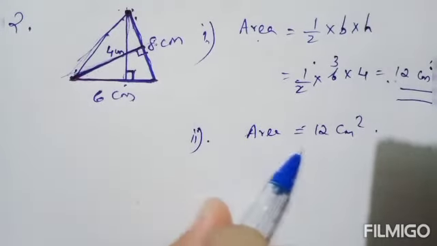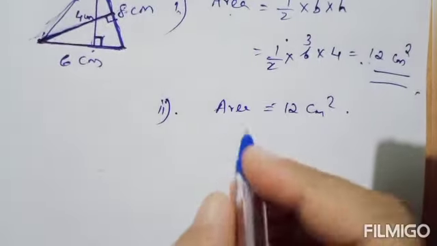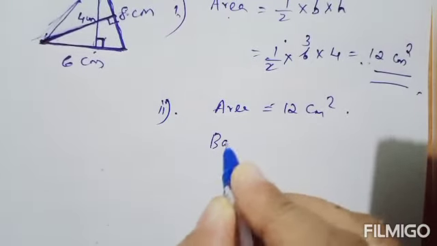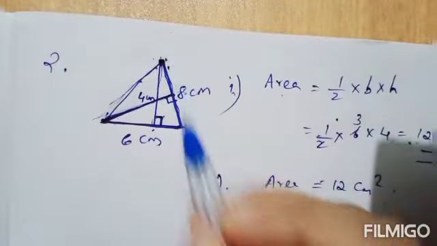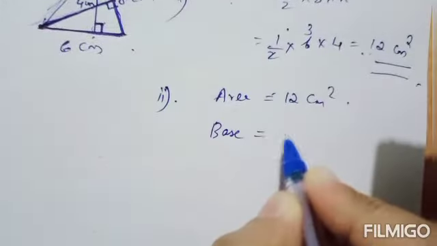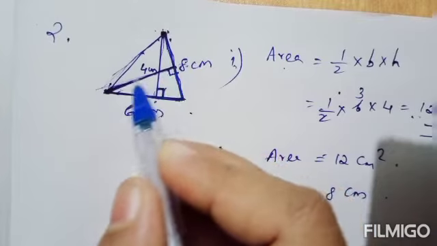Okay, so area equal to 12 centimeter square. Now its base, what can we take as base? 8 centimeter. Okay, let us take 8 centimeter here because its corresponding height we need to find.